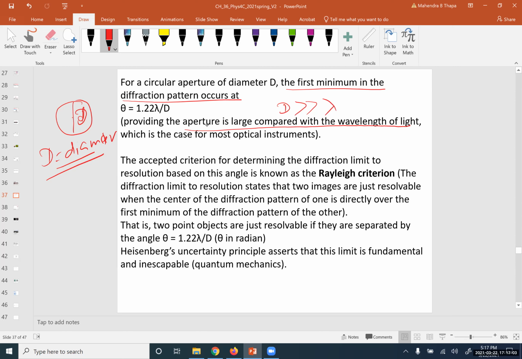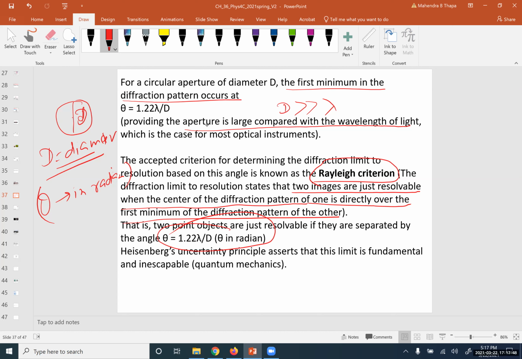By the way, in this equation theta will be measured in units of radians. If this is the case, this condition to get a clear image we call the Rayleigh criterion. This tells you that the diffraction limit to the resolution states that two images are just resolvable when the center of the diffraction pattern of one is over the first minimum of the second one. So we are concerned about this part, and we'll come back to this point later.